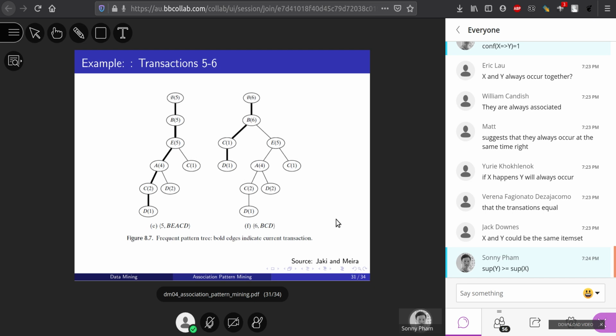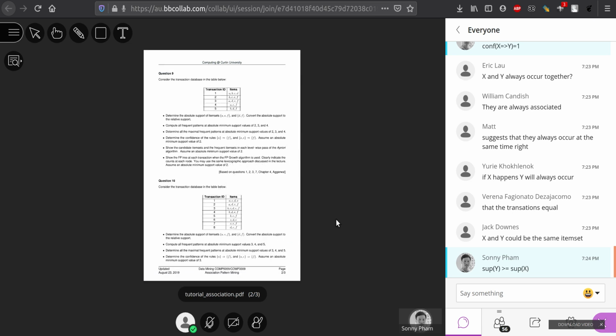Is there any question about this algorithm or the Apriori algorithm before we move on to the tutorial question? All right, if there's no question, then I go back to tutorial question number 9. Now the first part of the question should be easy.